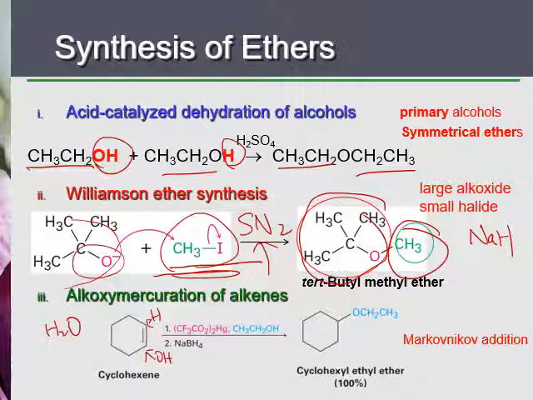In alkoxymercuration of alkenes, water is replaced by an alcohol, and the net effect is hydrogen adds to one carbon, alkoxide adds to another carbon, and that gives you an ether. This method follows the Markovnikov rule, and that means hydrogen adds to the carbon that has the most hydrogens, but the alkoxide adds to the carbon with the fewest hydrogens.